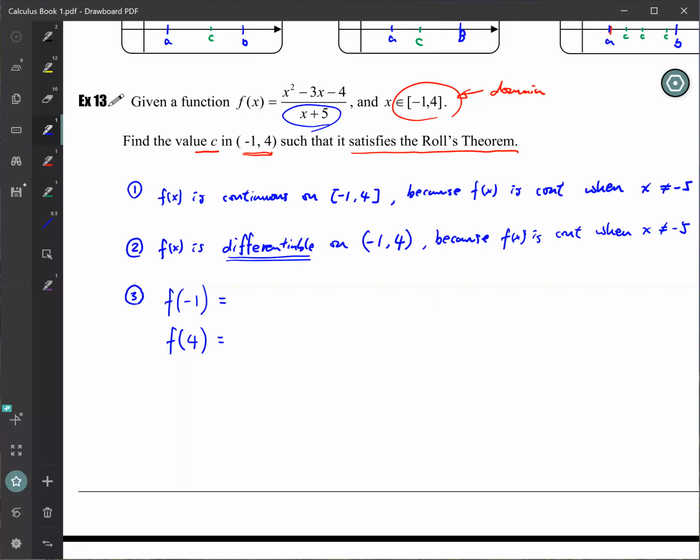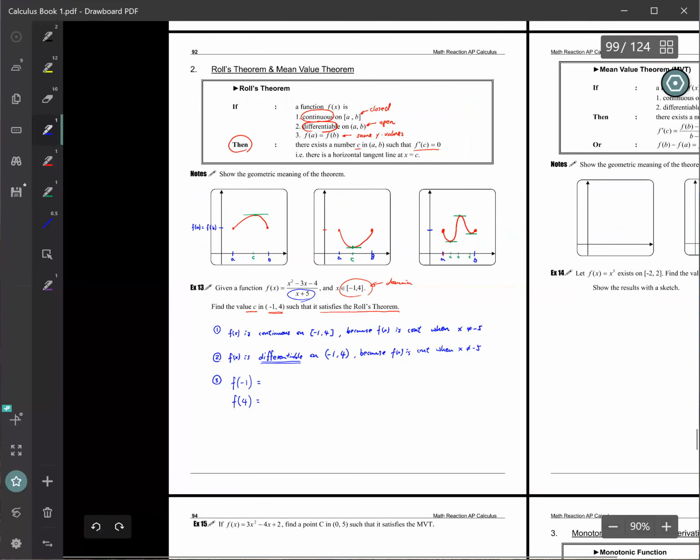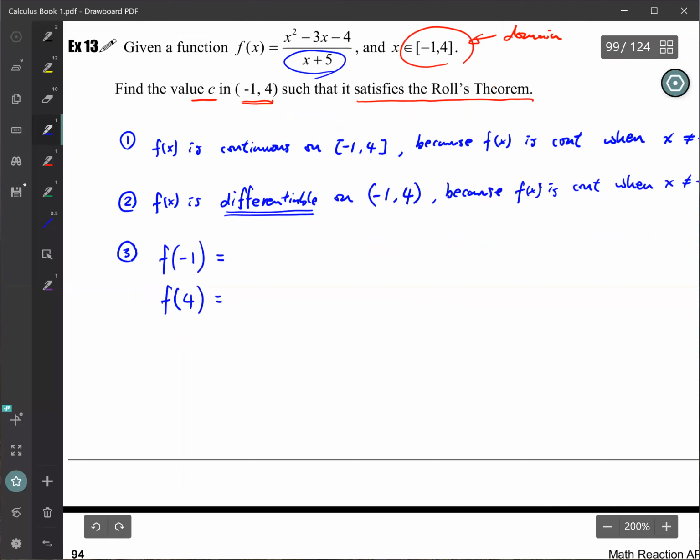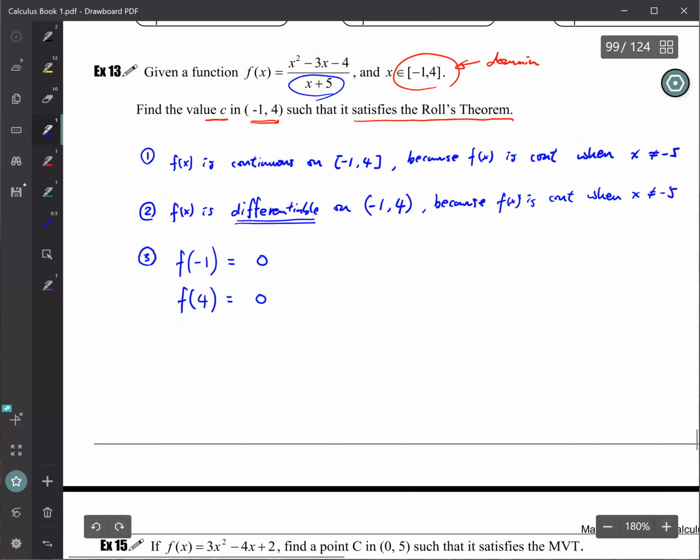Please raise your hand if you found the y. The condition says it has to equal each other, yeah. Okay, Carrie, what do you have? f of -1? 0. Okay, how about f of 4, Joan? I also got 0. Yeah, okay, so there we go. So it works. So 3 conditions checked. Therefore, we can use the theorem.